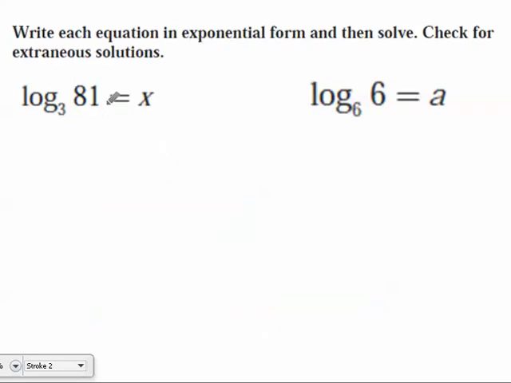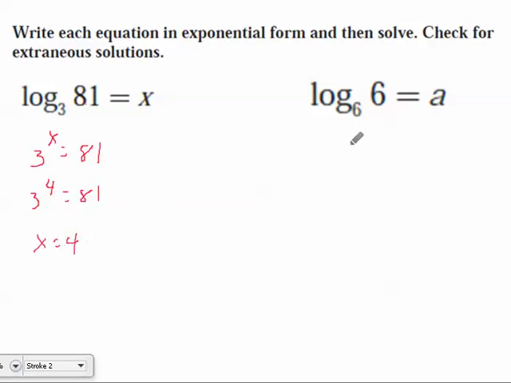Couple more problems here. Log base 3 of 81 equals x. Convert that back to exponential form. That's going to be 3 to the x power equals 81. Well, I know 81 is divisible by 3, and as a matter of fact, I think it's 3 to the 4th power equals 81. That means x has to be equal to 4.